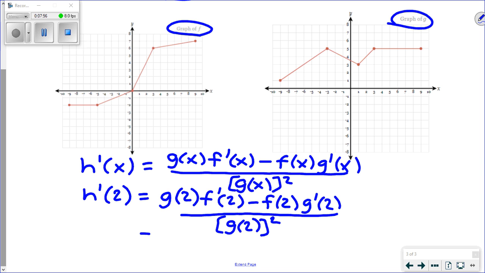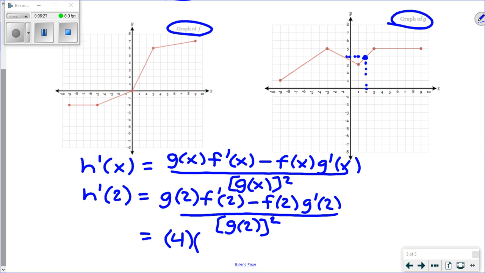Okay, so now we're just going to pull these values from the graphs that were provided. If we're finding g of 2, you're just looking at the graph of g, and we're just evaluating the function. That just means when x is 2, what is your y value? Well, when x is 2, I go up to my graph and over to the y-axis, and y is 4. So g of 2 equals 4.